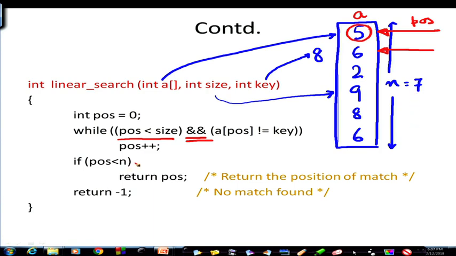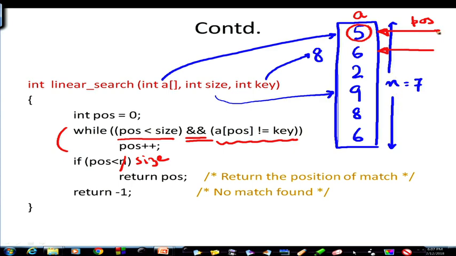If pos is less than n, that means when I come out of this while loop, when any of these conditions are not satisfied. So, if pos is less than n, actually it should have been pos is less than size. If pos is less than size, that means I have not come to the end of the array, then obviously why did I come out? Because this condition was false. This condition was false means what? I have already found the key, right. Then I will return the position.